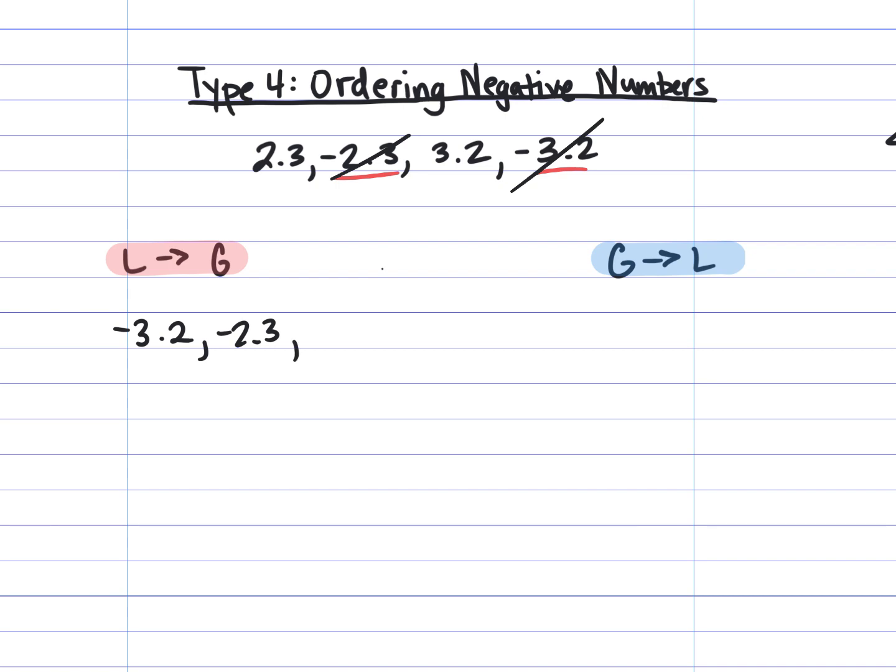Now we've got two positives to compare. Looking at the ones place value, the first one has a 2 and the second has a 3. So 2.3 comes first and 3.2 goes last. Greatest to least is the opposite order. So the largest positive number, less positive, and then smallest negative, largest negative.